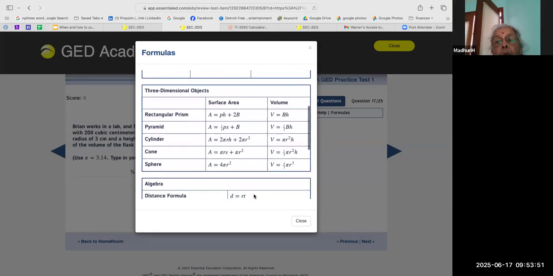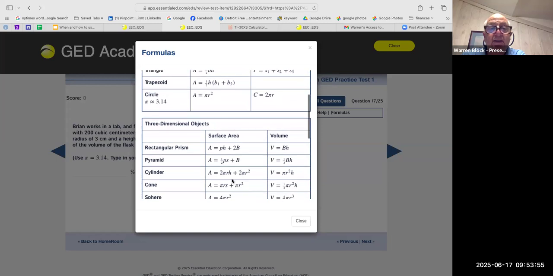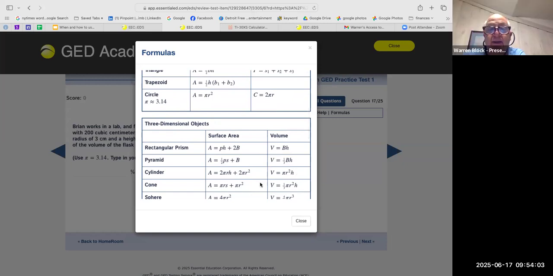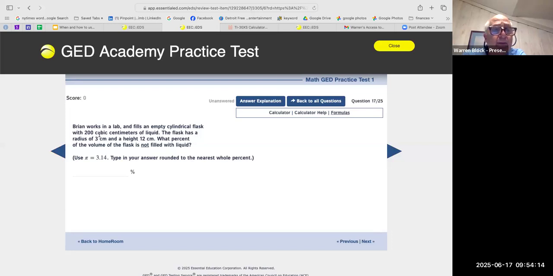We're talking about a cylinder. So the surface area is here and the volume is here. And so we got pi r squared h. We're given radius of 3 and height of 12. And what percent of the volume of the flask is not filled with liquid? We have to read the question a lot.